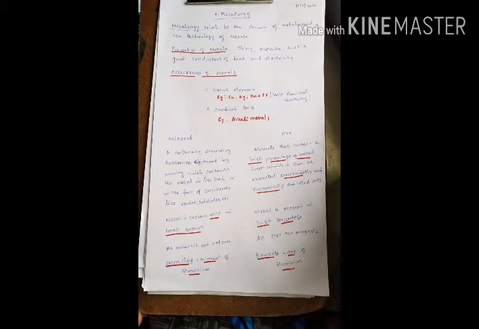Dear students, today we are going to study about metallurgy. Metallurgy relates to the science and technology of metals. We have already studied about the properties of metal in lower classes. Metals are shiny, they are malleable, they are ductile. Metals are good conductors of heat and electricity.